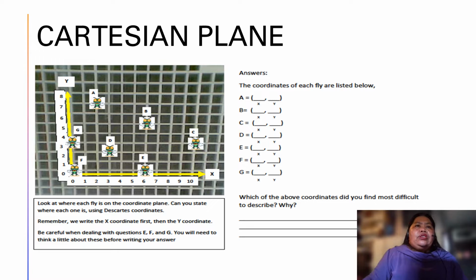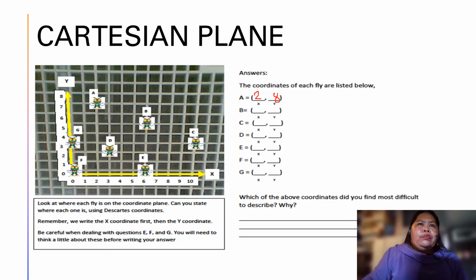Okay, so we have the Cartesian plane. Look at where each fly is on the coordinate plane. Can you state where each one is using coordinates? Okay, so for letter A, of course, the x is 2, right? And our y is 8.